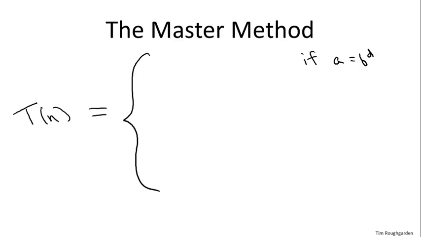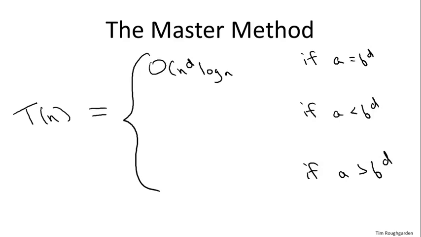d is the exponent in the amount of work done outside of the recursive call. So we're going to have one case for when they're equal. We're going to have one case for when a is strictly smaller than b to the d. And the third case is when a is strictly bigger than b to the d. And in the first case, we get a running time of big O of n to the d times log n.